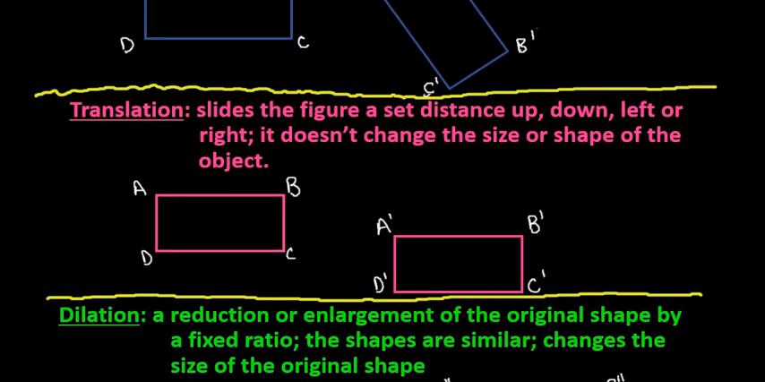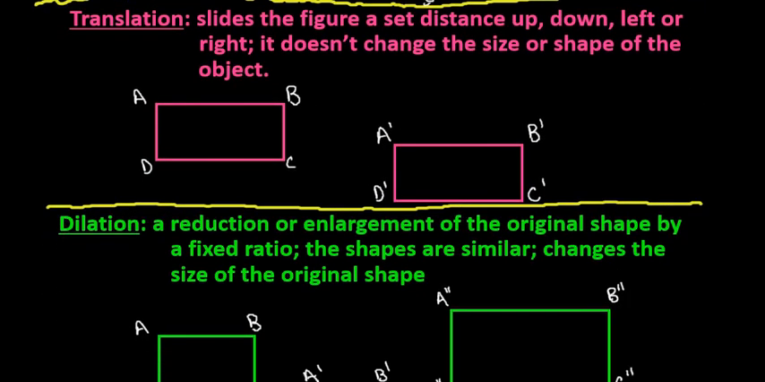The next one is a translation. A translation slides the figure a set distance up, down, left, or right. It doesn't change the size or shape of the object. So this one also is a rigid transformation because it does not change the original shape. All it does is slide it over to a different location. This one was slid to the right and down from the original orientation. You could go left and up. There's a lot of different ways that you could translate your shape. So A just shifts over to A prime, B to B prime, C to C prime, and D to D prime.